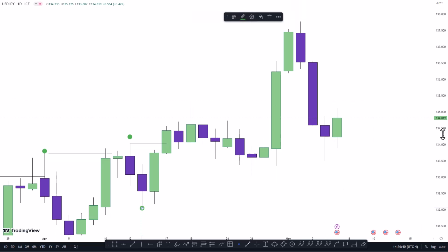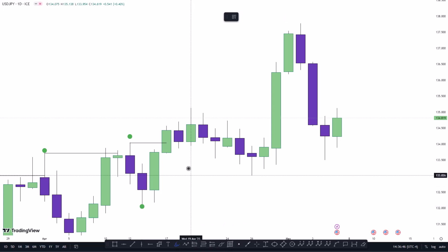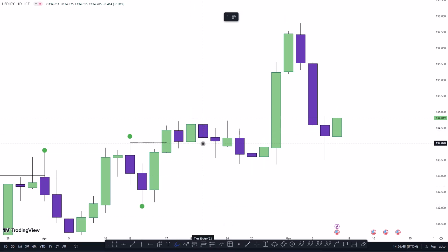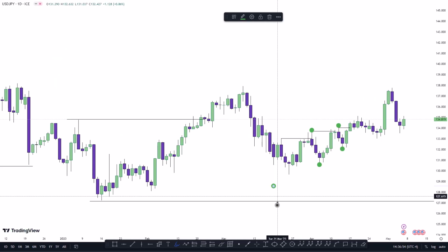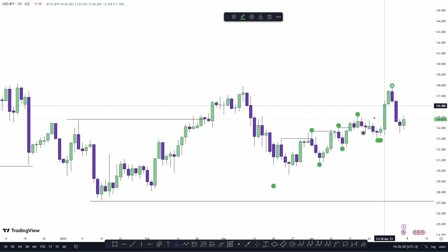Within this bullish range. So we're not marking anything. I don't know why it's not working. So we have a high, a low, a high, if I can say.